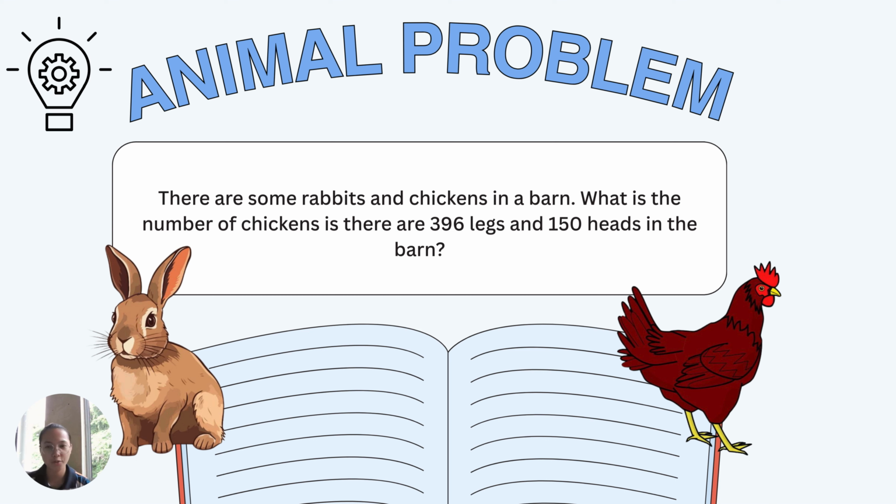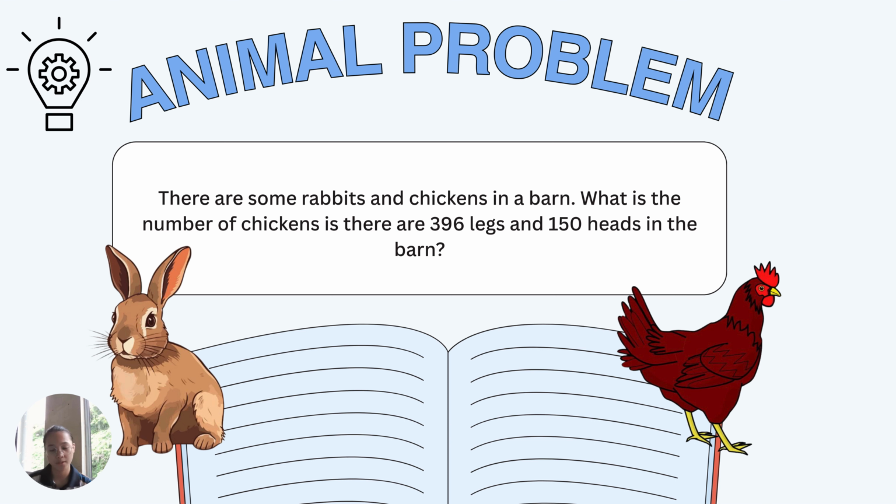Next, I will share one of the non-routine problems, as we can see in the slide. It's about the animal problem. So it's just a simple problem that we can see here. There are some rabbits and chickens in a barn. What is the number of chickens, if there are 369 legs and 150 heads in the barn?